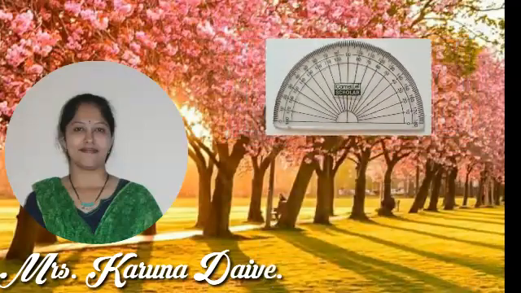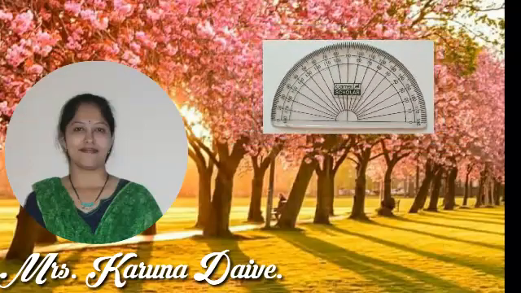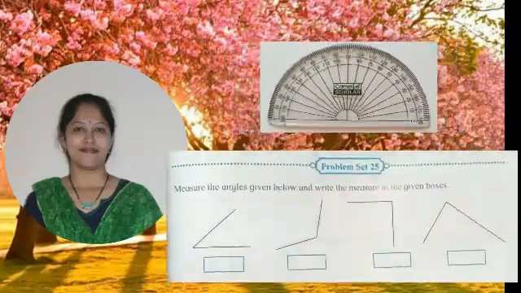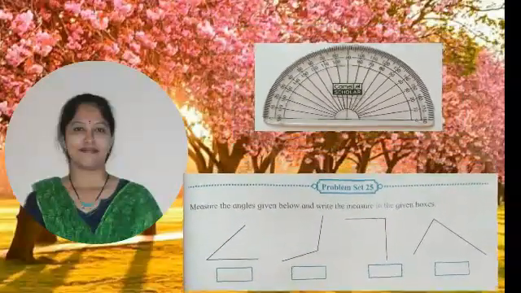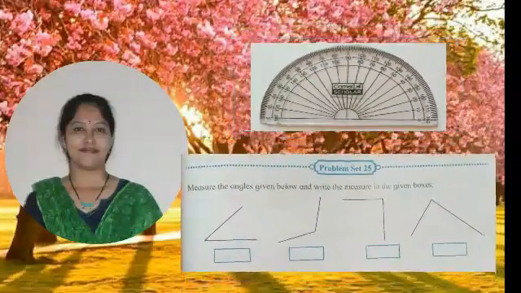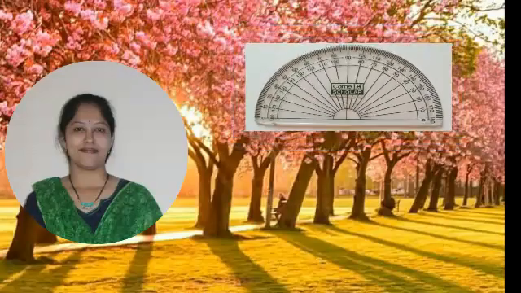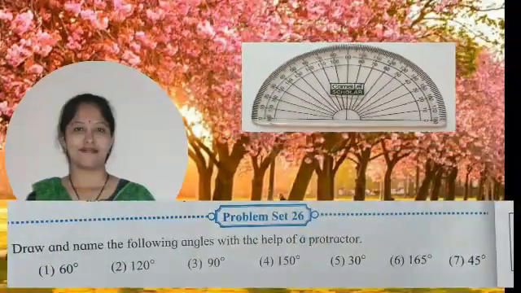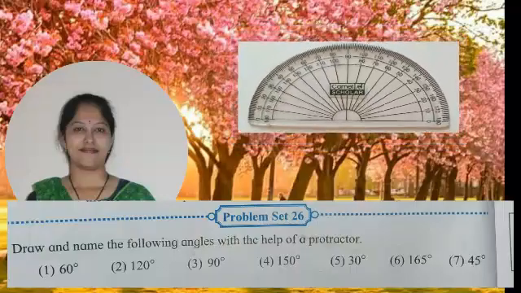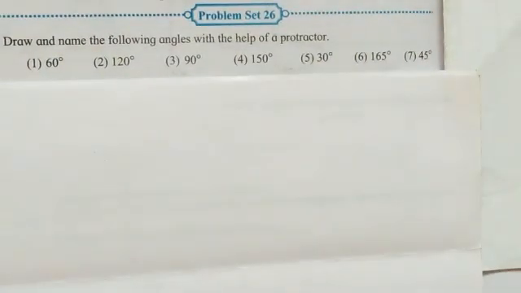Students, in our last lecture we learned about a protractor and how to measure an angle using the protractor in practice set number 25. Now let's go ahead and understand how to draw an angle with the help of a protractor in problem set number 26, where the measurement is already given to us.